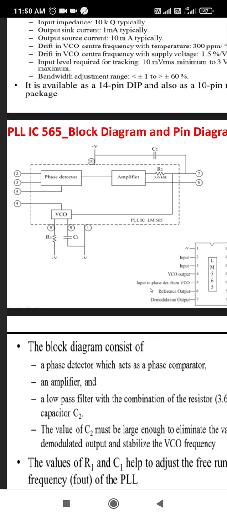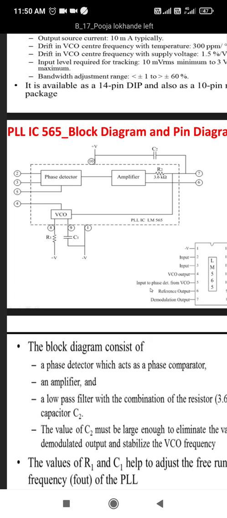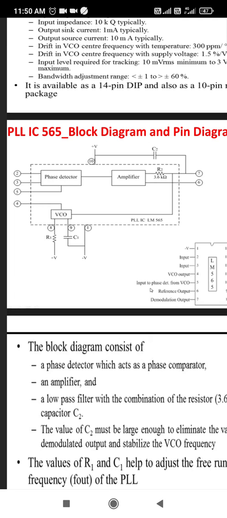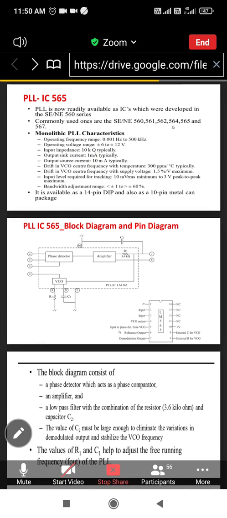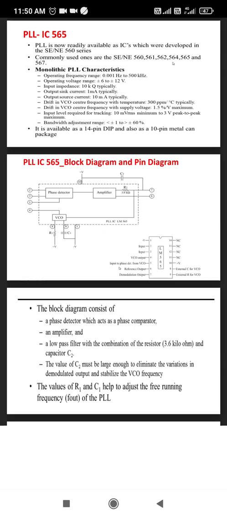Now in the low pass filter, the resistor is present inside only, that is fixed, 3.6 kilo ohm, whereas the capacitor C2 you have to select externally, and you have to connect it between pin number 7 and pin number 10, that you can remember. So along with the pin diagram and block diagram, you can easily understand the working of 565. With the help of the pin diagram, the block diagram and the working principle, you can easily understand the working of PLL IC 565.